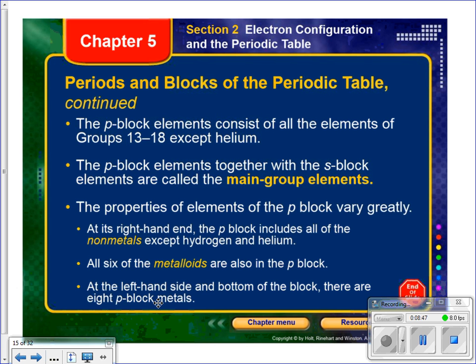But these elements have properties of both metals and nonmetals. They can conduct heat and electricity, but not very well. They can't conduct a whole lot of heat or electricity. They're very brittle solids, so they are not malleable, they are not ductile, and they don't have luster.